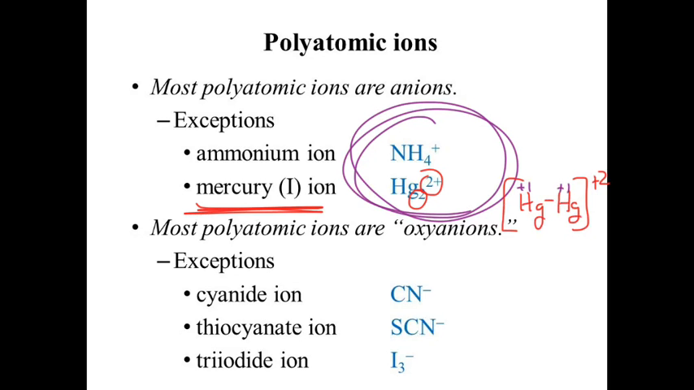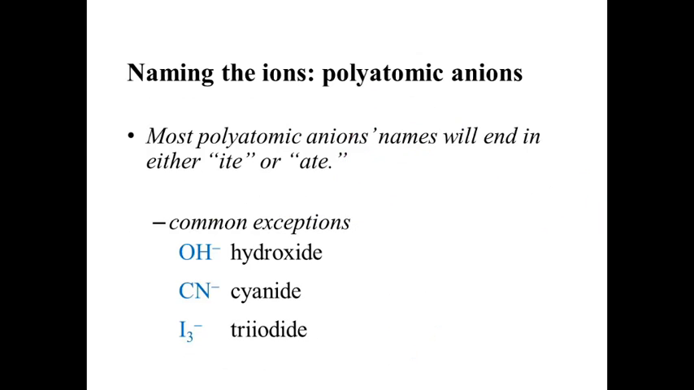So most of them have oxygen. The ones that don't have oxygen are cyanide, CN minus. Okay, that's on there. So you need to memorize cyanide, CN minus 1. Thiocyanate, SCN minus 1. Triiodide, I3 with a -1 charge. You cannot split those up. Okay. So some other ones, I mentioned cyanide and triiodide. Hydroxide is an important polyatomic ion, hydroxide.